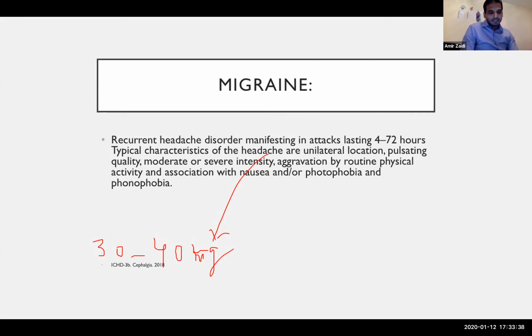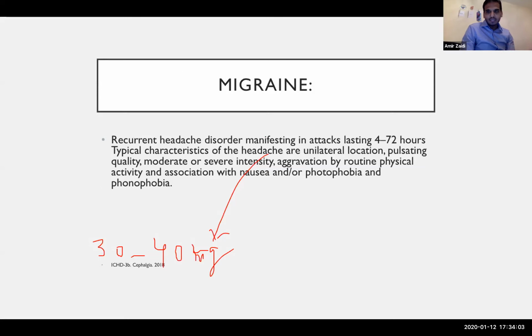So the second most common type of primary headache is migraine. So recurrent headaches usually lasting from 4 hours to 72 hours. So duration is very important. Typically unilateral as opposed to the tension type headaches, typically throbbing type pain, pulsating pain, as opposed to the pressure-like pain. Intensity is usually moderate to severe.